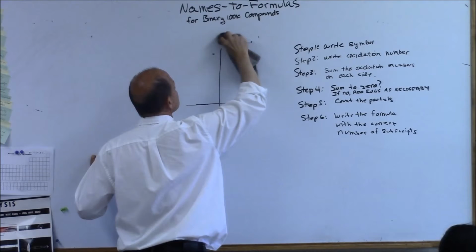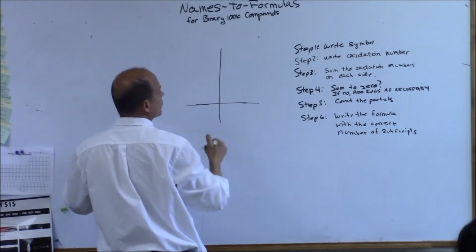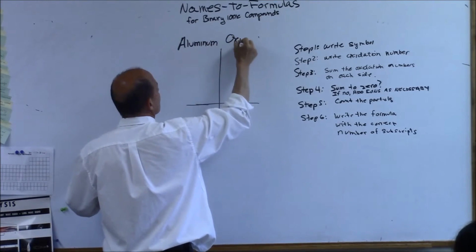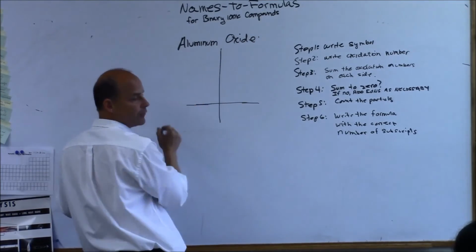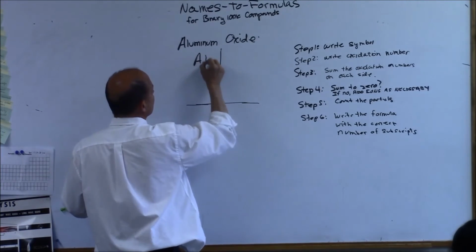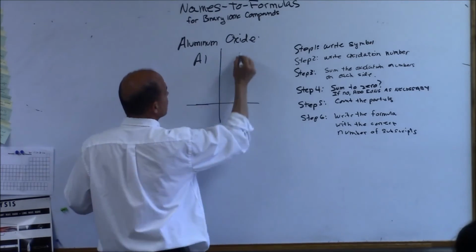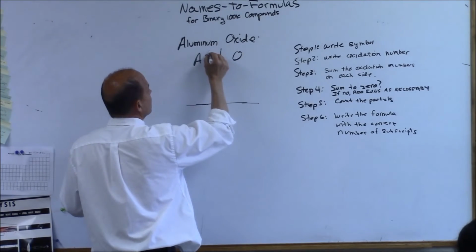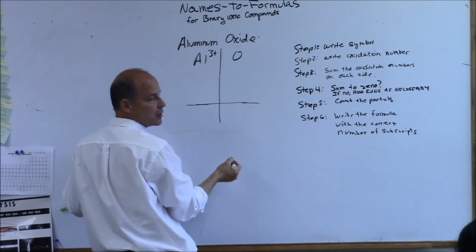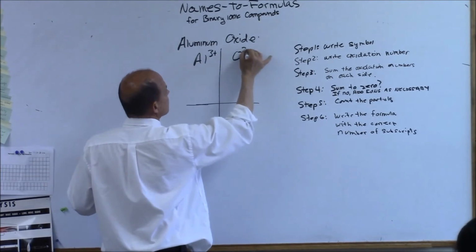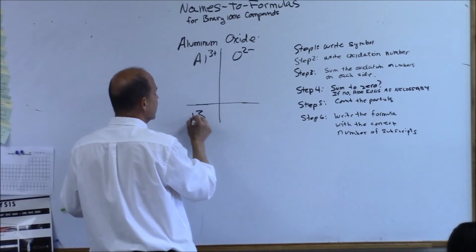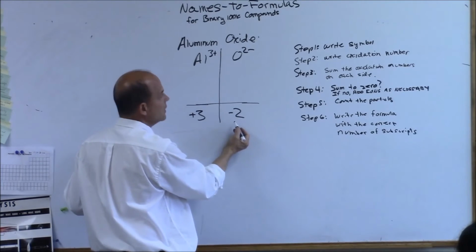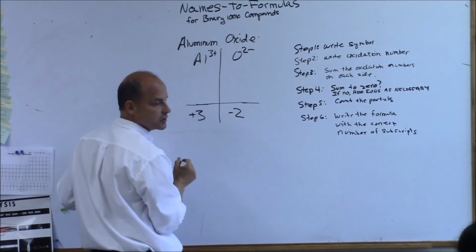What's the last one? Okay. What's the symbol for aluminum? What's the symbol for oxygen? What's the oxidation number for aluminum? What's the oxidation number for oxygen? Okay, I got a +3 down here and I got a -2 down here. Do these sum up to be 0? No, they do not. So what do you want to add? You want to add an aluminum or an oxygen?